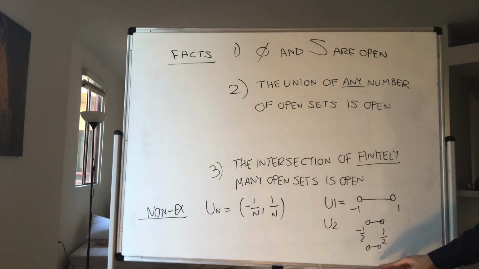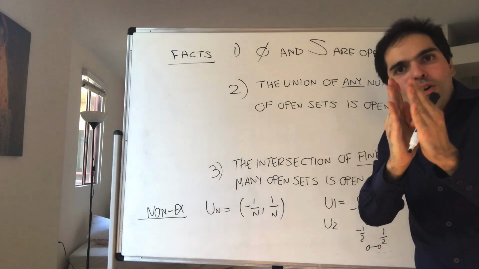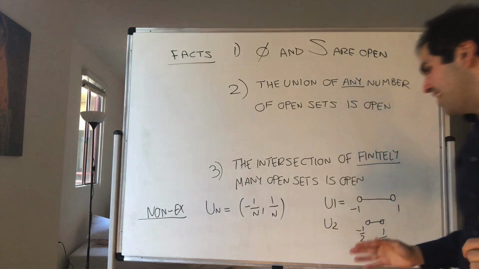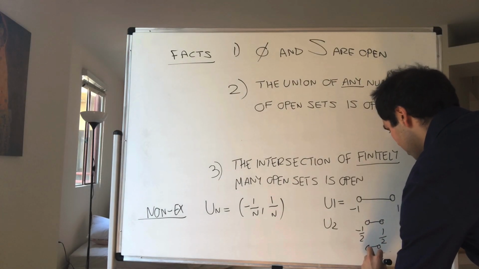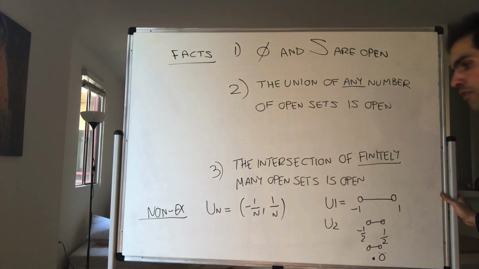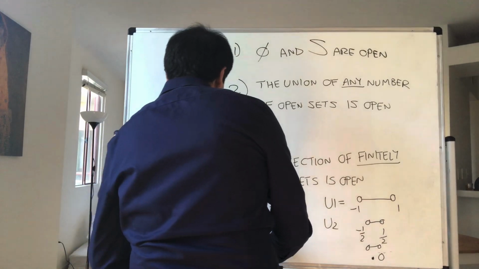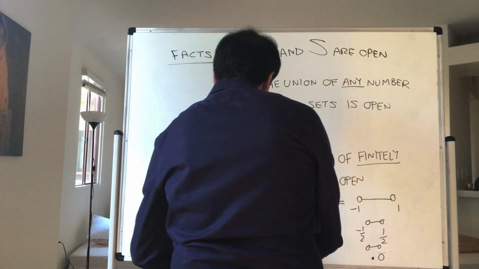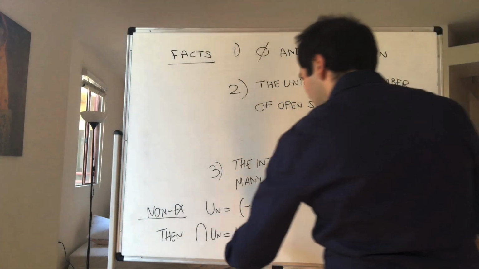And the question is, what is the intersection? Well, those sets converge to 0 in some sense. So in fact, the intersection is just {0}, because 0 is included in all of those sets. Then the intersection of the U_n is just the set {0}, but the set {0} is not open.